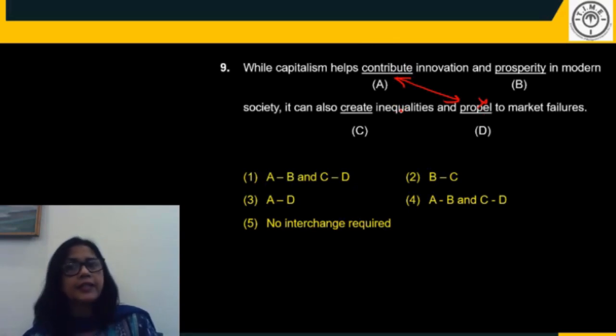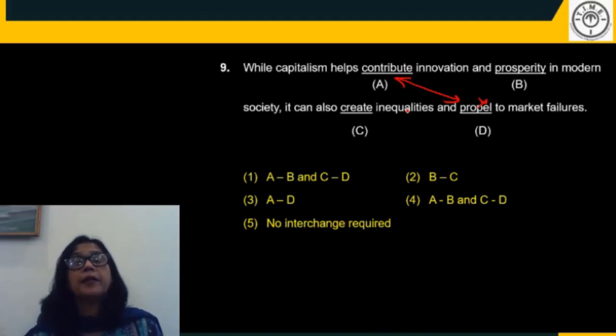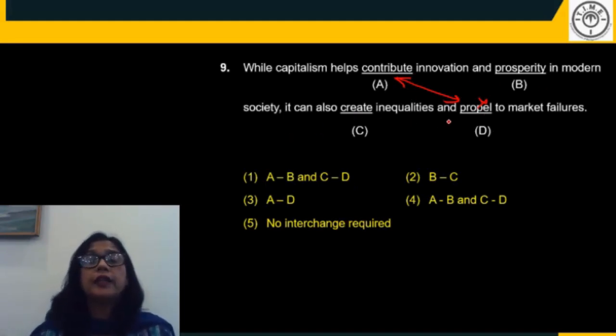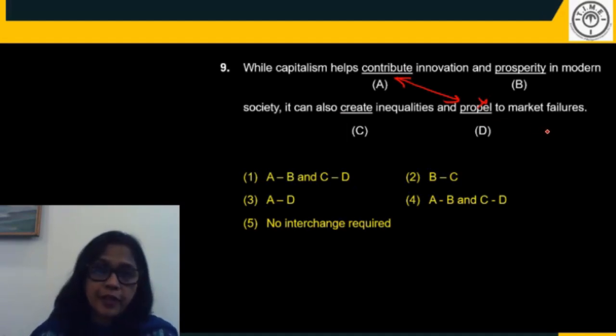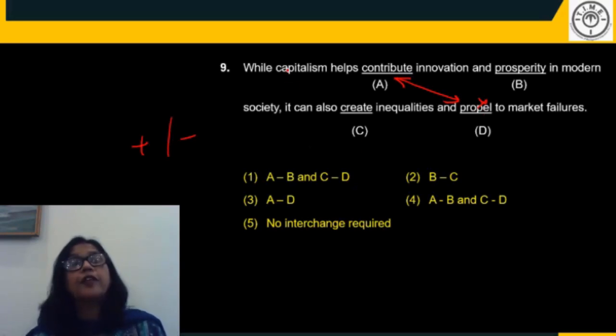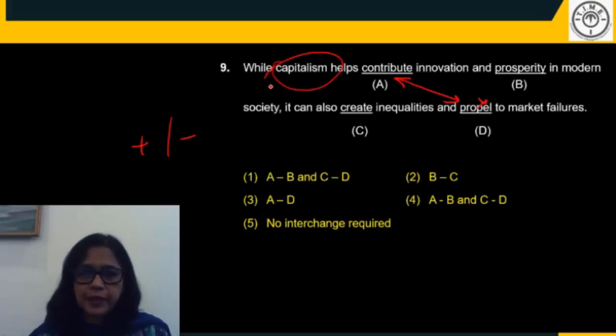So in this case, the sentence tells us that capitalism helps to propel what? Innovation as well as prosperity, right? In modern society, it can also create inequalities and contribute to market failures. So the positives and the negatives both of capitalism are expressed in this particular sentence. So our interchange would be of the two words A and D.